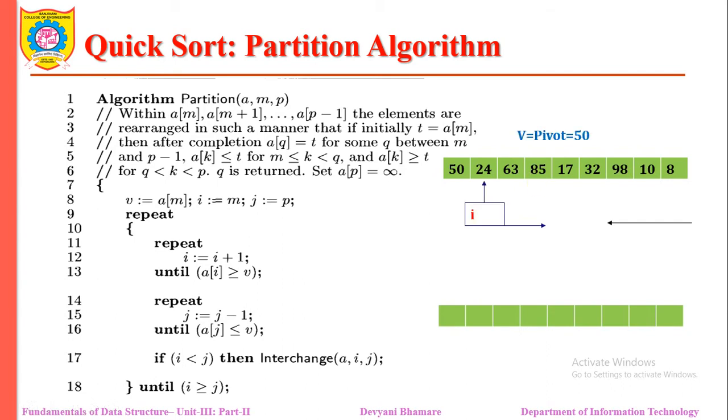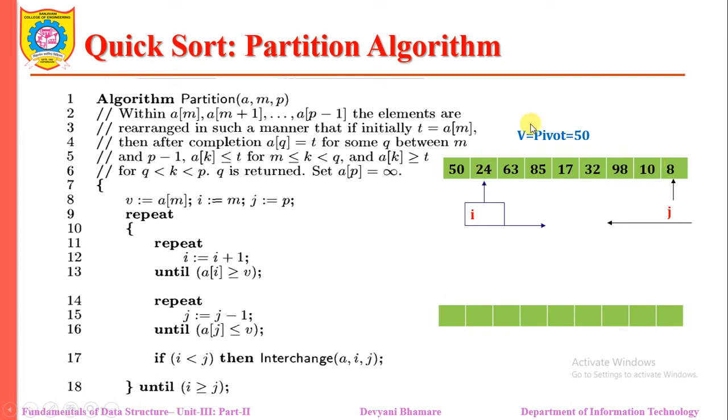So V is our pivot element. I will be increased by 1 and J will be decreased by 1. I increases until A of I is greater than the pivot element, and J decreases until A of J is less than the pivot element. If the index of I is less than the index of J, then we interchange the values pointed to by A of I and A of J.